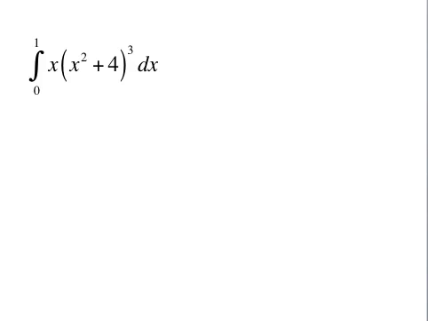Our first example is the integral from 0 to 1 of x times (x squared plus 4) to the third power dx. We need to define our u. U is the thing whose derivative shows up in some version later. The derivative of x squared plus 4 is 2x, and that is some multiple of x. Therefore, that's our choice for u.